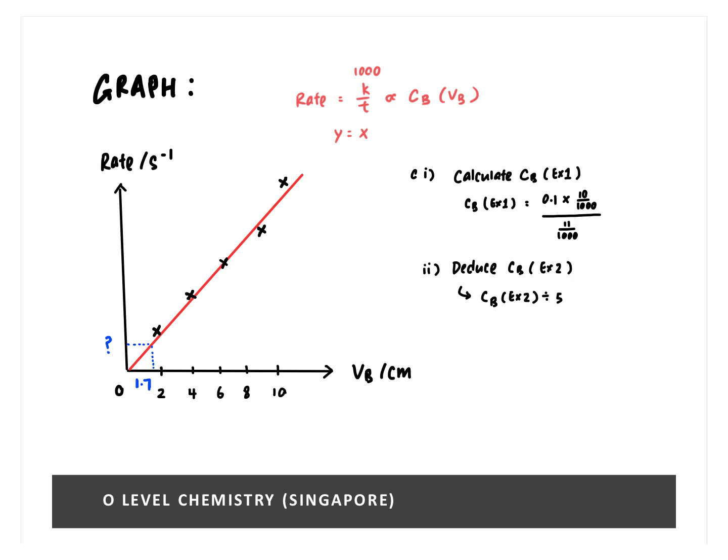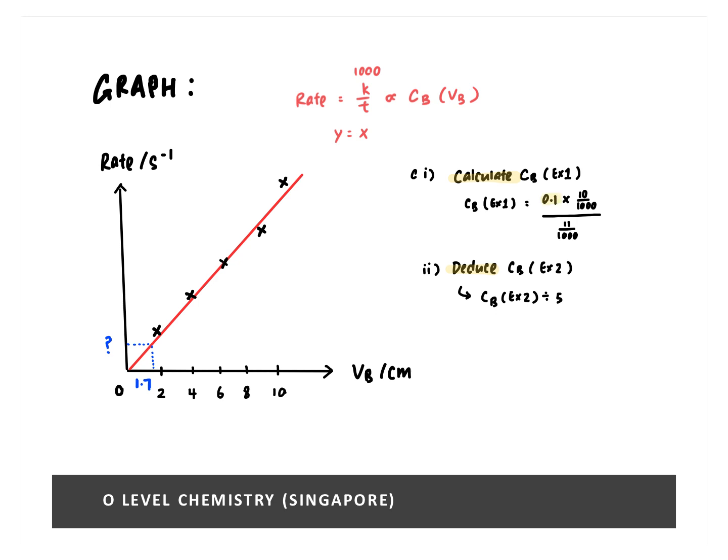In C part 1, you're supposed to calculate the concentration of B in experiment 1. Okay. In part 2, you're supposed to deduce. Initially, when I read the question, I was slightly taken aback as to why is there a need to deduce, because deduce usually is used when we cannot find out exactly what is the value, or there is no means of finding out. But over here, the concentration of B can actually be easily calculated using the same method in part 1.